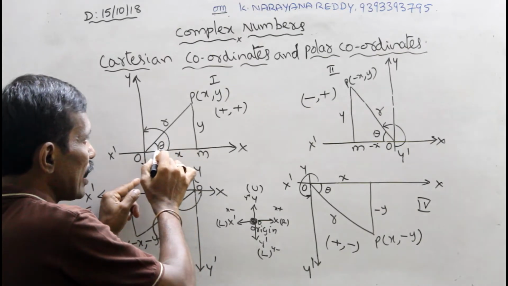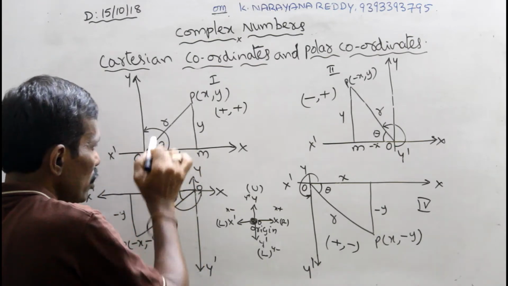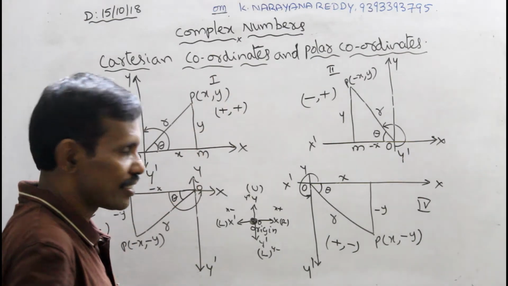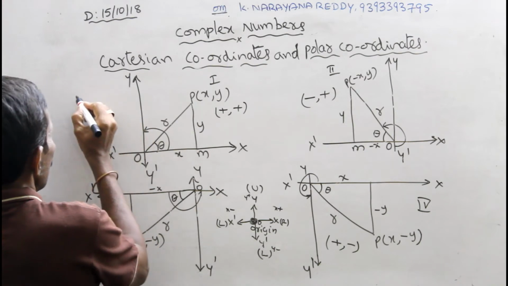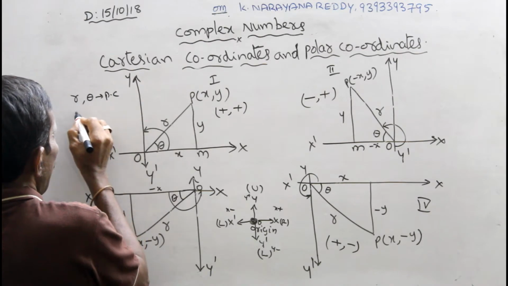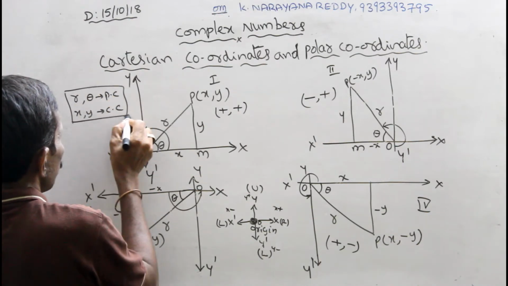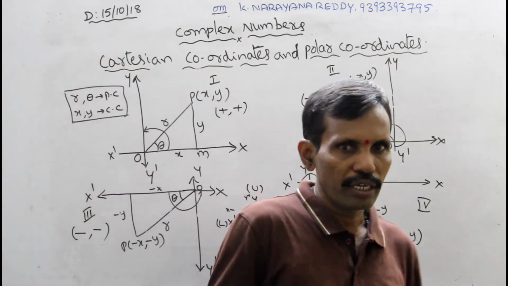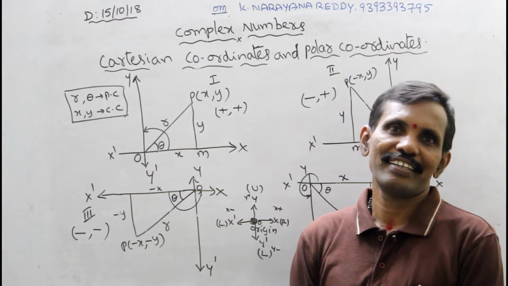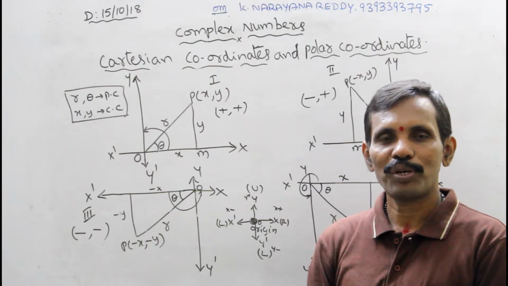The angle is theta. At an angle theta. This r, theta is called polar coordinates, and x, y is called Cartesian coordinates. That's all. R, theta are called polar coordinates, and x, y are called Cartesian coordinates. This is a very important point which you have to remember. Polar coordinates are PC and Cartesian coordinates are CC.